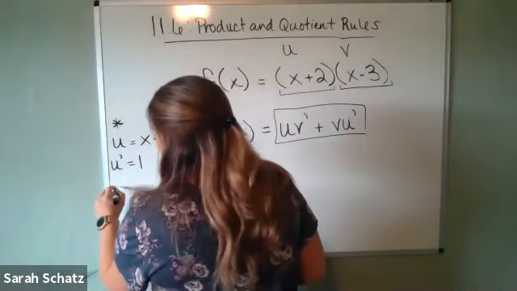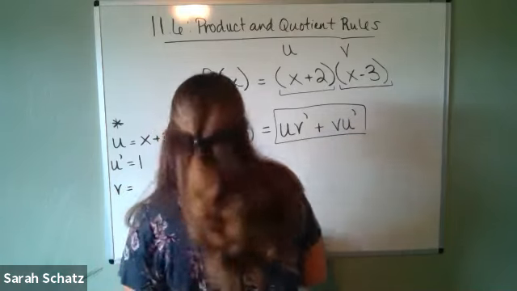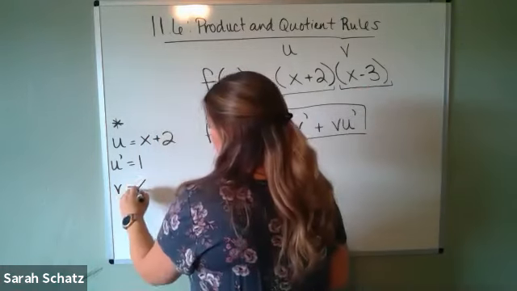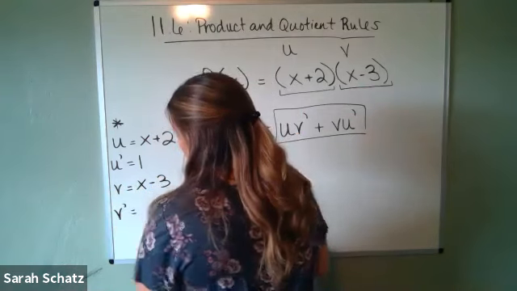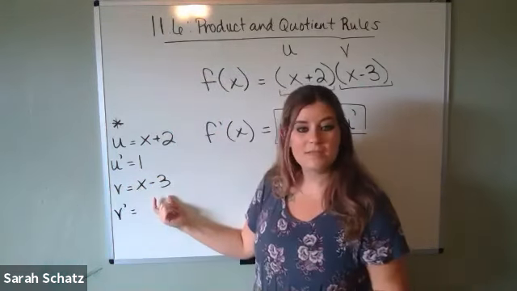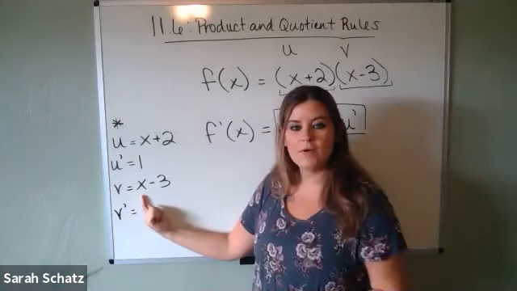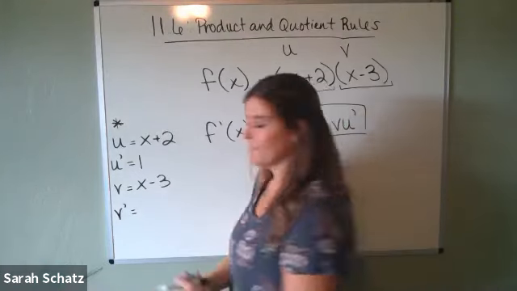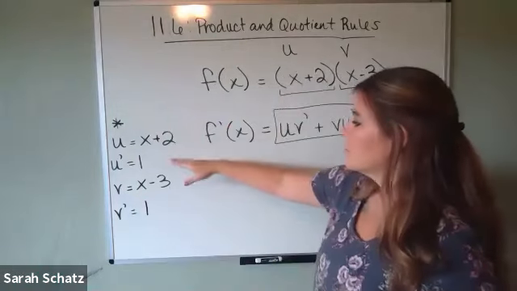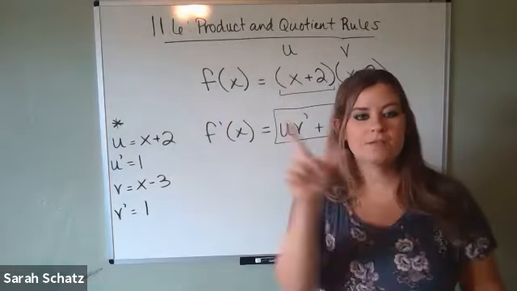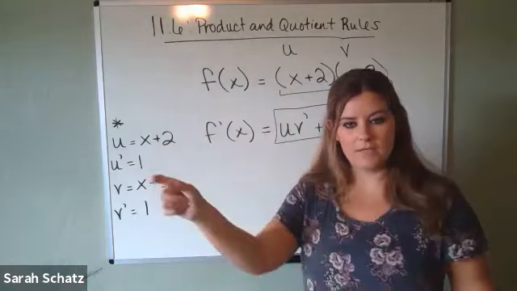Let's do the same thing with V. So V is the x minus 3. So the derivative of V, it's actually going to turn out to be the same thing, right? This is going to become a 1. The minus 3 is going to go away. So derivative of V is also 1. Here's my 4 pieces. Now all I got to do is pair them up in alternating fashion, right?